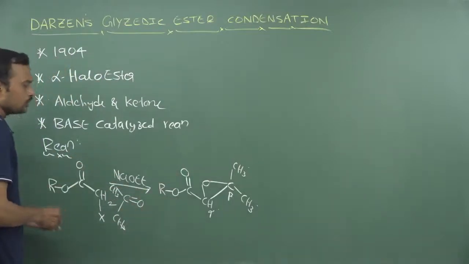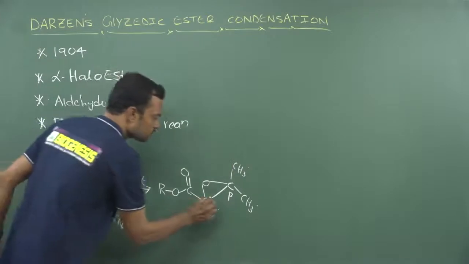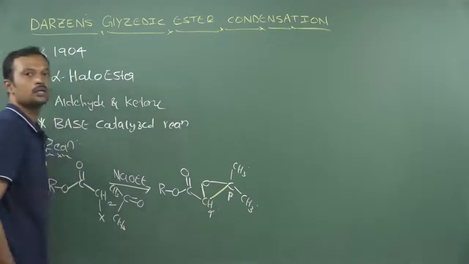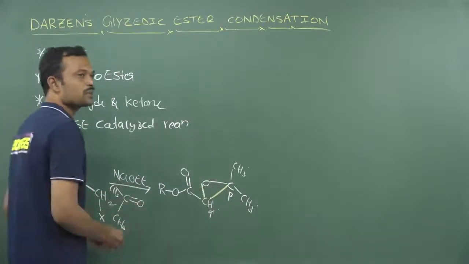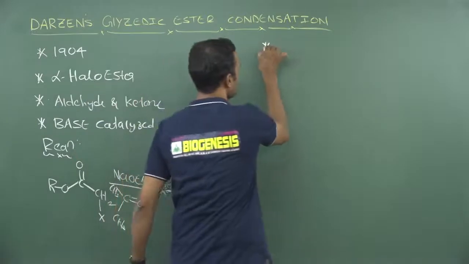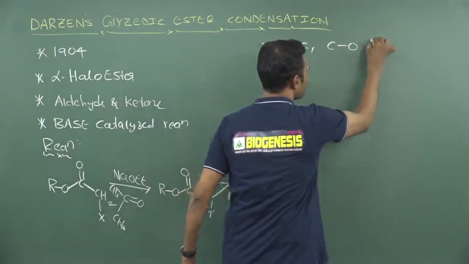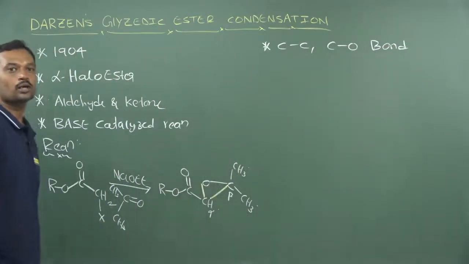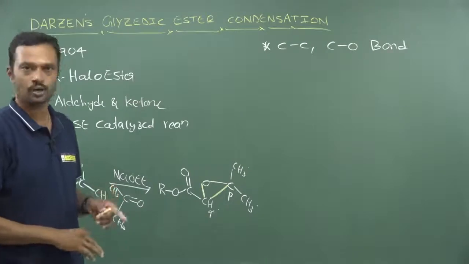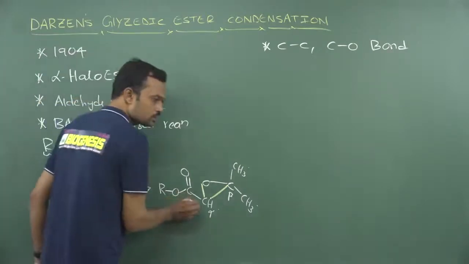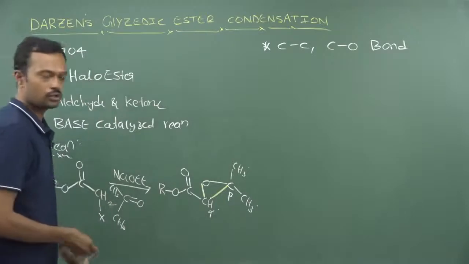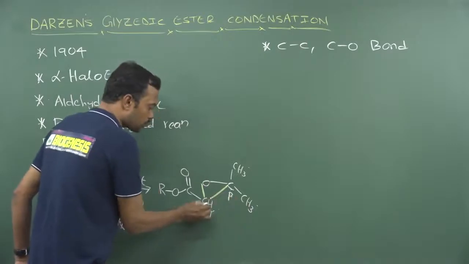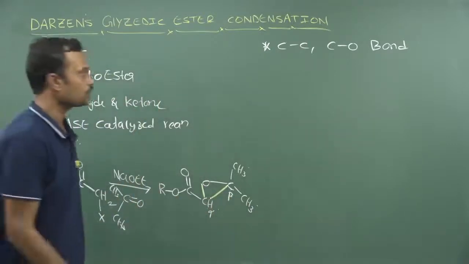In this reaction, if you observe carefully, there is a formation of a C-C bond. That's why it is called a C-C condensation reaction. Later there is a formation of a C-O bond. That's why this reaction is the best example of formation of C-C as well as C-O bonds. This point is asked every time in your regular IIT Advanced examination: which among the following reactions is an example of C-C as well as C-O condensation reaction. The best example is the Darzens glyceric ester condensation, in which there is a formation of an epoxide at the alpha and beta positions. Alpha, beta epoxy ester is known as the Darzens glyceric ester condensation.